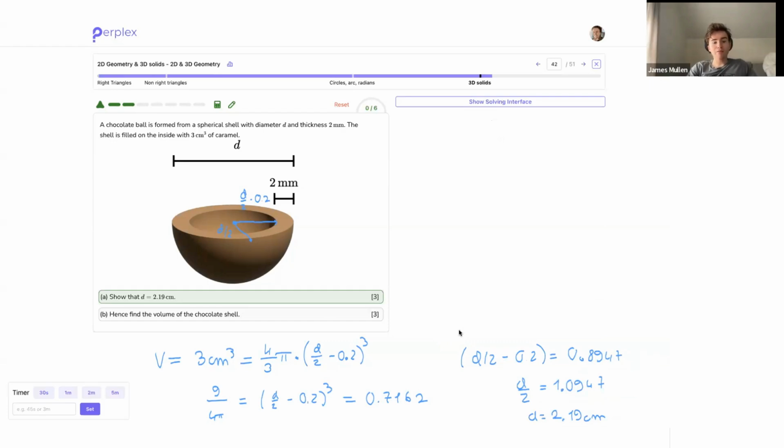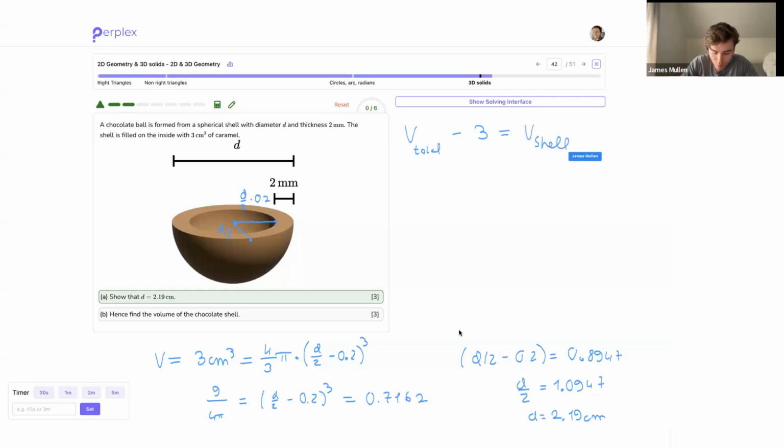Now, hence find the volume of the chocolate shell, not the whole chocolate ball, just the shell, which is the outer part that's made of chocolate. I'm going to think about that as one big sphere minus the inside sphere. And I already know that the inside sphere has a volume of 3 cubic centimeters. So I'm just going to subtract: V total minus 3 is going to give me the V shell.